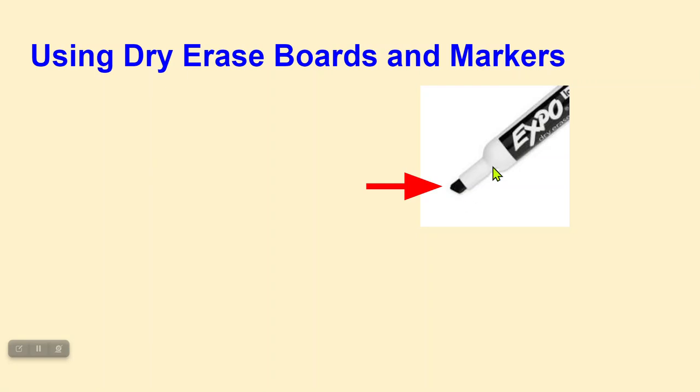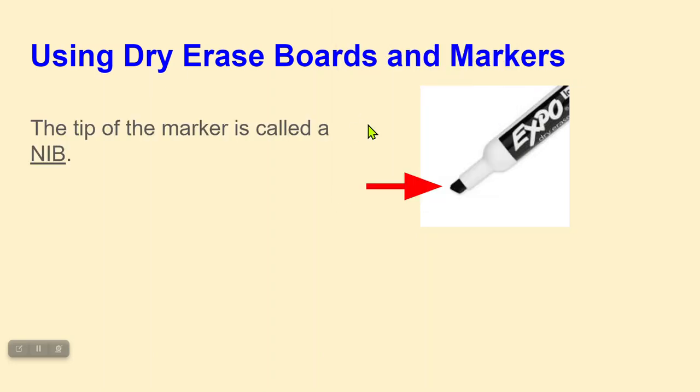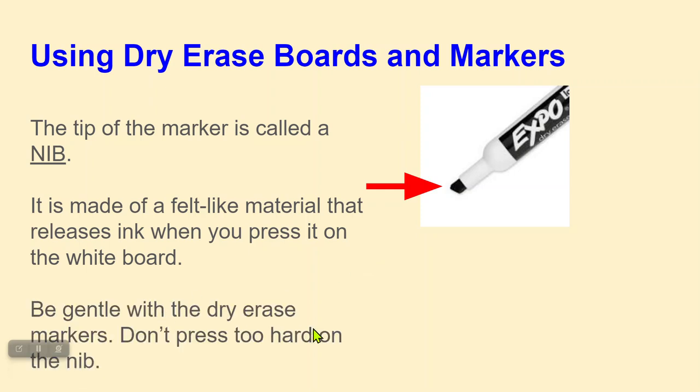So take a look at this dry erase marker. The felt tip right here, that's our writing part of it, right? That's actually, the tip of the marker is called the nib. And it's kind of a felt-like material that releases ink when you press it on the whiteboard or when you wipe it across the whiteboard. It does not need pressure. So please be gentle with the dry erase markers. If you press too hard on the nib, you will ruin the marker.